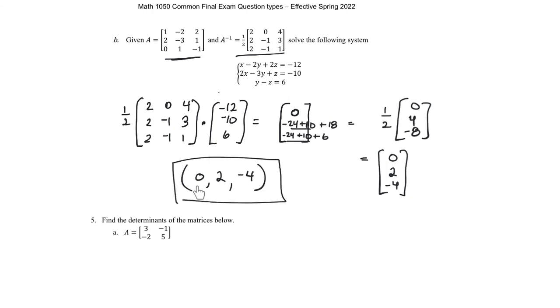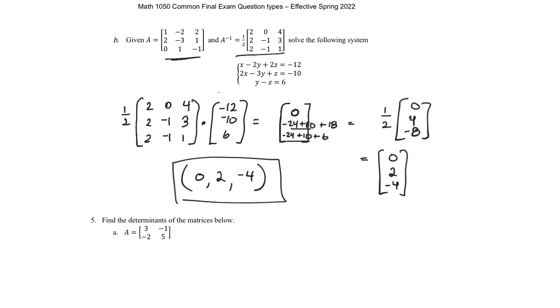And as always, you can check your answers here. If x equals 0 and y equals 2 and z equals negative 4, it should solve every single one of these. So 0 minus 4 plus negative 8 is negative 12. Here we have 0 minus 6 minus 4, which is negative 10. And then here we have 2 minus negative 4, which is 2 plus 4, which is 6. So these 3 values satisfy all 3 equations.